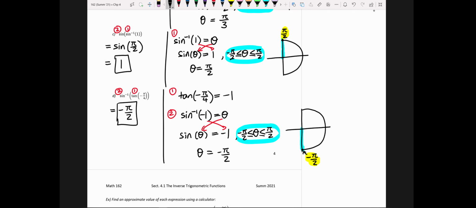So this would be a page that you want to review when you're doing composition of functions. Do the inside, work that out, then do the outside. And then remember, anytime you're working with inverse trig functions, you have to find specific answers in the restrictions for the inverse trig function.